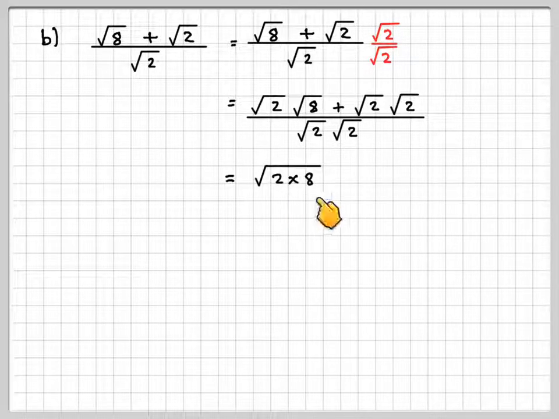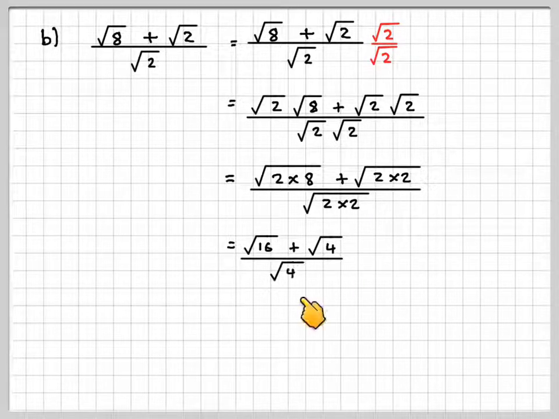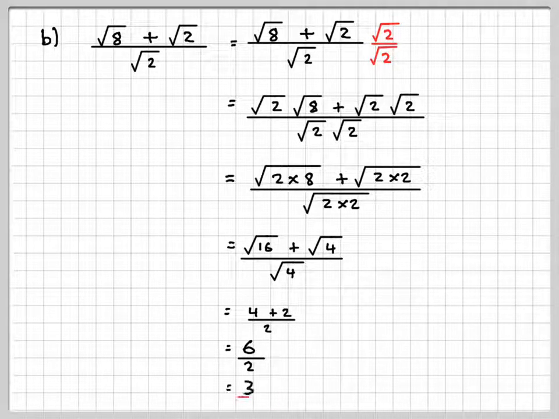So the numerator will become root of 2 times 8 plus root 2 times 2, and the denominator will become root 2 times 2. So 2 times 8 is 16. So square root of 16 plus square root of 2 times 2, which is square root of 4, over the square root of 2 times 2, which is square root of 4. Avoid the temptation of cancelling here, and also here and here, because this is a common denominator. So root 16 is 4, root 4 is 2, and root 4 is 2. 4 plus 2 is 6, 6 divided by 2 is equal to 3.